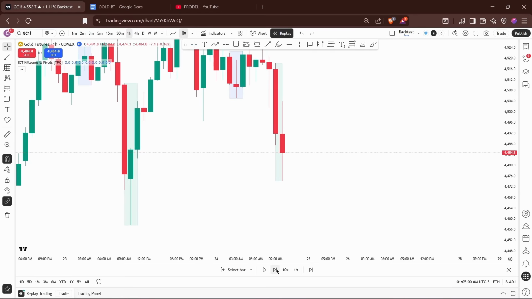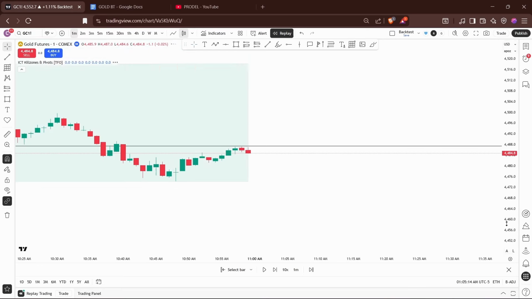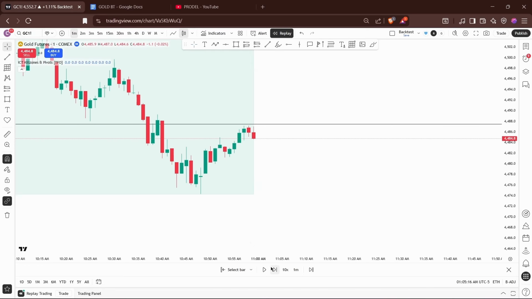This is the 10 AM candle. It's breaking below the candle. So this is the PY for the 10 AM. This is the PY for the 11 a.m. So let's wait for candle to reach our PY.